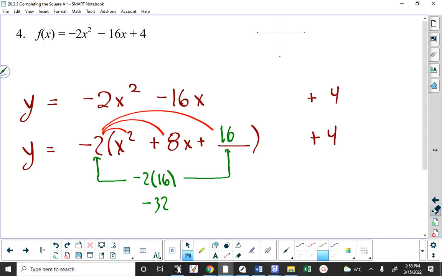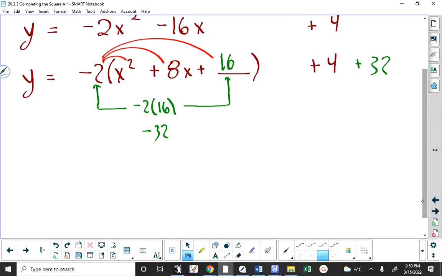And the key idea here, no matter how you think of it, is you do the opposite outside. And if we put -32 on the right side, then we have to put +32 on the right side to even the score. Which gives us y equals -2 times x plus 4 quantity squared plus 36. So a is -2, p is -4, q is 36.